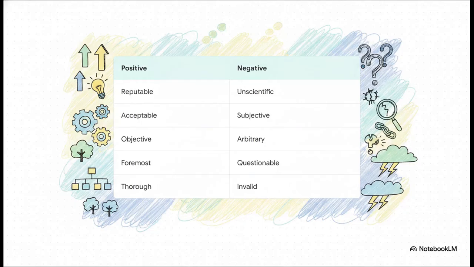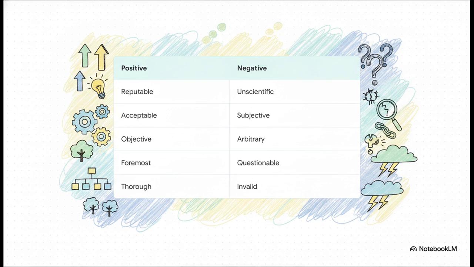Just look at these word choices for a second. An author could easily just call a piece of research a study and leave it at that. But calling it a reputable study versus an unscientific study completely changes how you, as the reader, are going to interpret the data. If I tell you a decision is arbitrary, you're going to instantly distrust it, right?